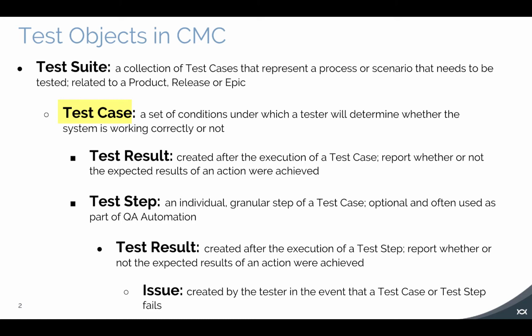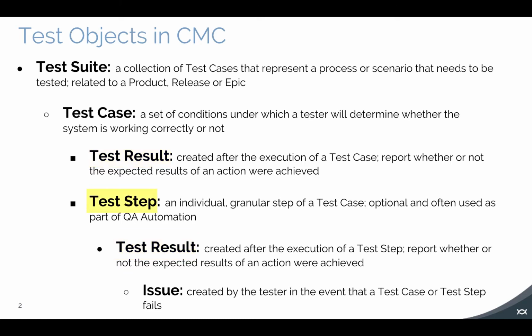End-to-end test cases are often used during user acceptance testing to validate full business scenarios. Check out the CMC Work Manager FAQ for a comprehensive list of test case types and when they should be used. Test results are created after execution of either a test case or a test step. Test results report whether or not the expected results of an action are achieved. The test result status will be set to either pass or fail.